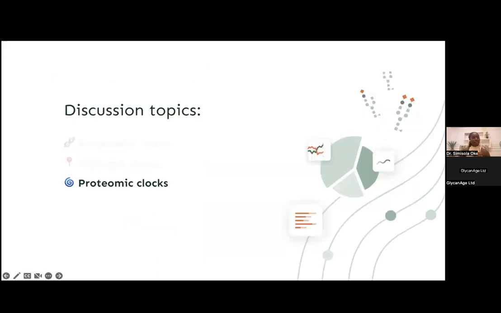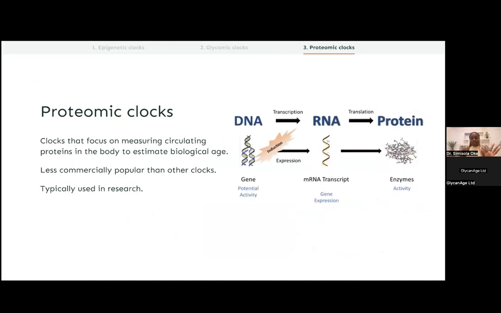Okay, I definitely am way over time, so I'm going to speed through this section and then quickly get some time for questions. So proteomic clocks, I'm not going to speak too much on this because proteomic clocks are less commercially popular than other clocks.